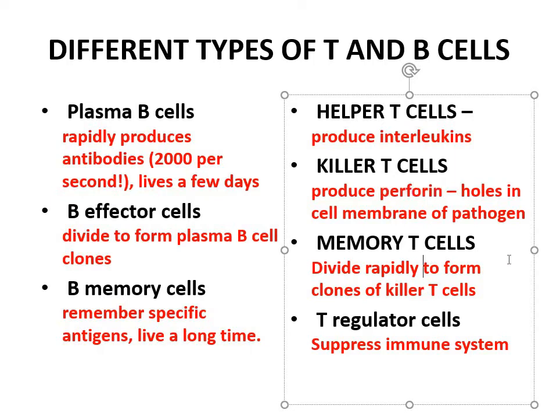These memory T cells, so they're a bit like we've got the memory B cells, they're going to then be a stock, and they're going to divide rapidly to make the killer T cells. And then the T regulator cells, they're going to be used to suppress the immune system, because we don't want an autoimmune response on healthy cells.